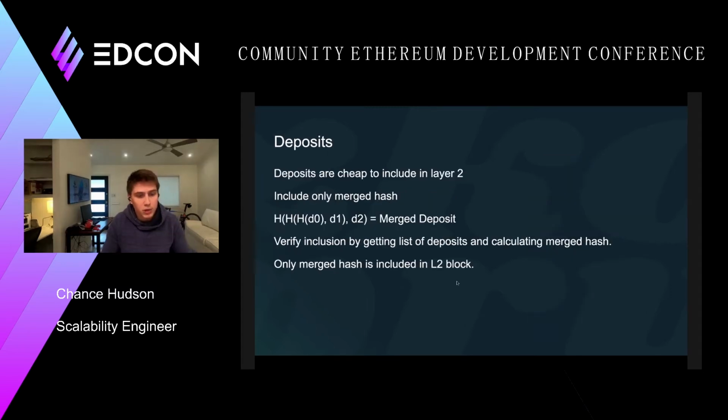So, going on to deposits. Deposits are relatively cheap to include in layer 2. This is because we use a merged hash strategy for generating deposit commits on layer 2. Each deposit builds on the previous pending deposits and hashes the previous hash along with the hash of the deposit and creates this final merge deposit hash, and only that is included in layer 2. Then off-chain, you're able to verify that deposits have in fact been included, because you can take the list of deposits, hash them all together, and get the final merge deposit. Because of this, merging an arbitrary number of deposits actually costs a constant value, which is a nice feature.